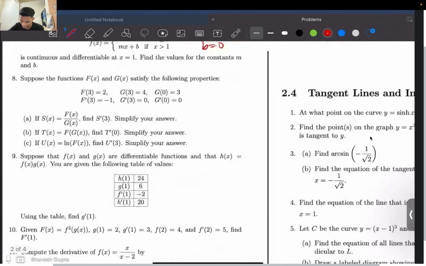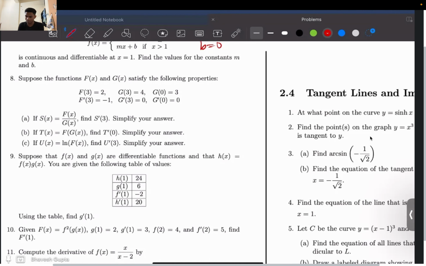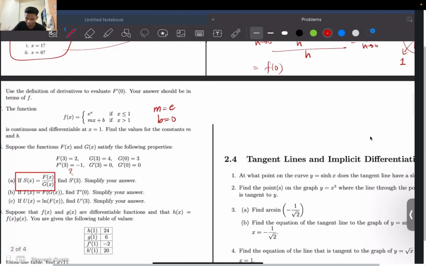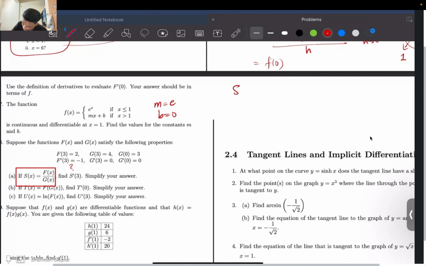And my eighth question tells you that suppose the functions f of x and g of x satisfy the following properties. So you have to basically simplify your answer. Simplify in the sense that if this is true, you have to find this prime. Basically, you have to find h dash 3. Okay. For now, I will just solve this problem. Then we'll close the session.